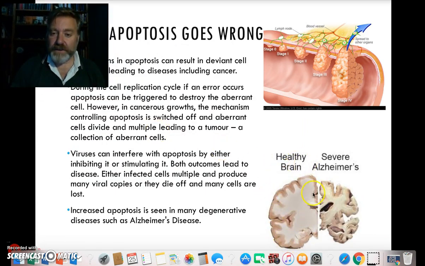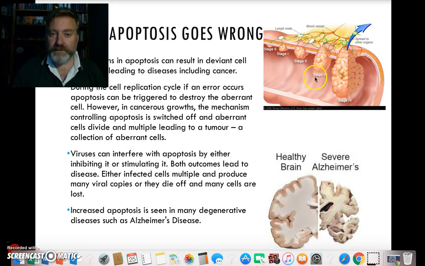So in this case, we're seeing Alzheimer's. Here's our healthy brain, and it's nice and pink and full of neurons and glial tissue. And here's our Alzheimer's patient who's obviously had Alzheimer's for quite a while, and there's gaps everywhere. So a lot of cells have been dying, and dying before they need to. Something has triggered their apoptosis pathway. So apoptosis in this case has gone wrong, and our brain is deteriorating. It's a degenerative disease.